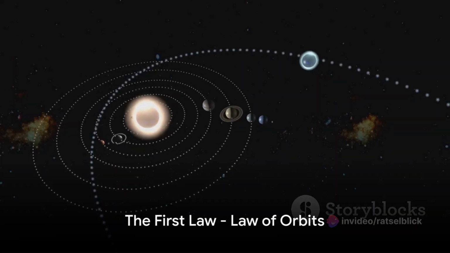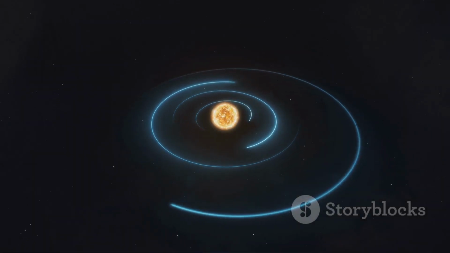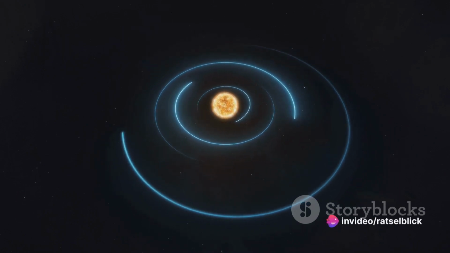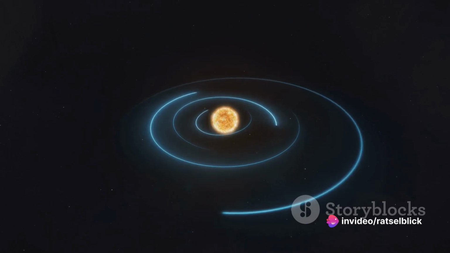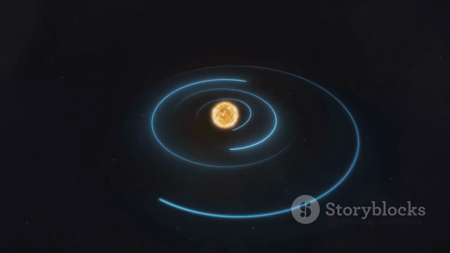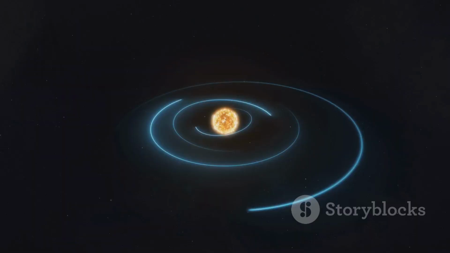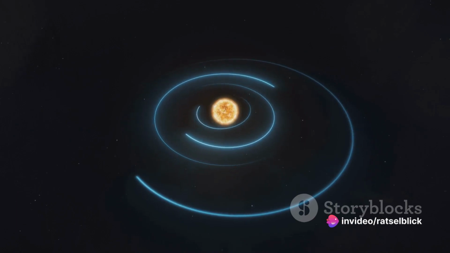The first law, often referred to as the law of orbits, breaks away from the classical idea of circular orbits. Instead, Kepler proposed that planets move in elliptical orbits with the Sun at one of the 2 foci. Imagine an elastic band stretched around 2 nails. That's an ellipse, and one of those nails represents the Sun. This law explains why planets don't always stay the same distance from the Sun.